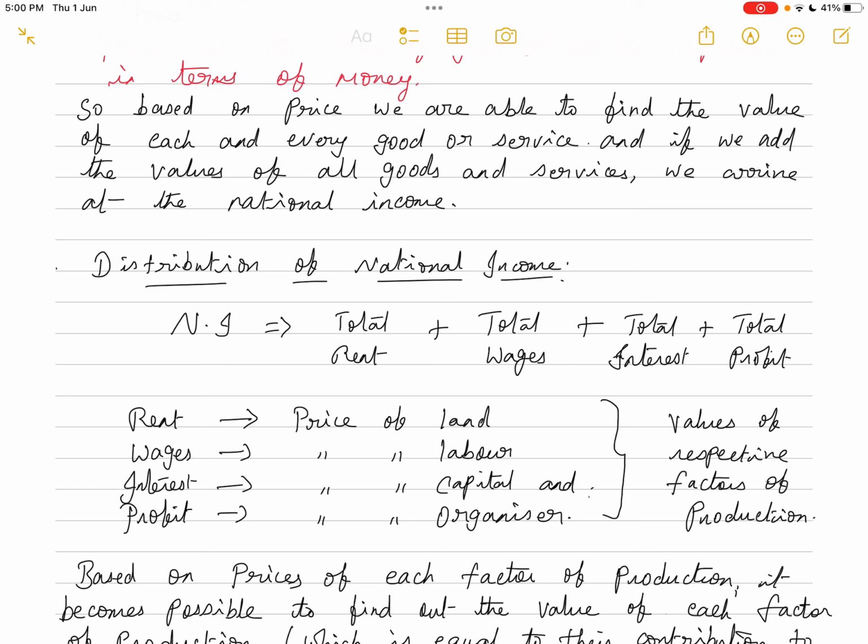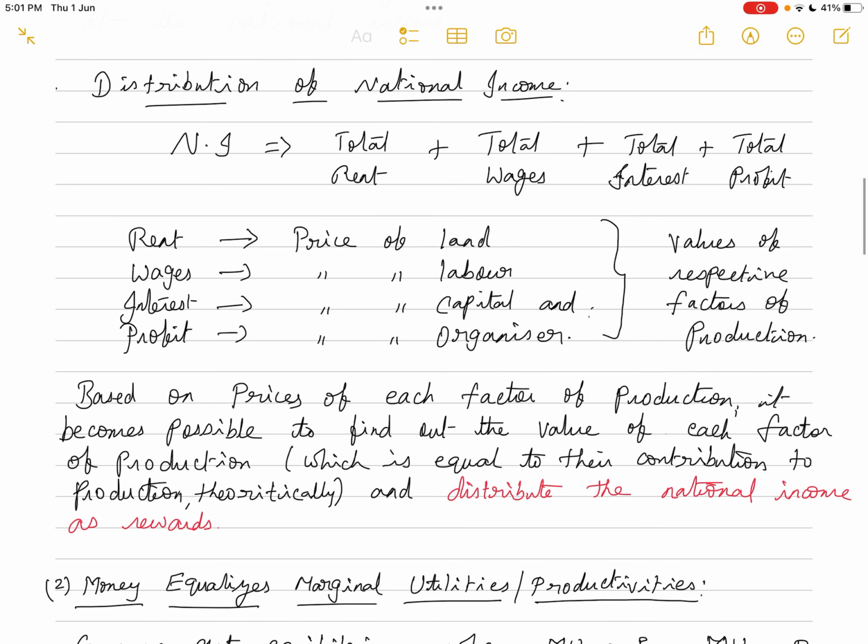So when you say this much is the rent, the producer is going to pay it to the landlord, and this much amount of wages the producer is going to pay to the laborers. So how is the producer arriving at so and so wages or so and so rent? They are all nothing but the values of the respective factors of production. Just like we determine the value of the commodity, in the same way the value of each and every factor of production is also measured. That is, the prices of all the factors of production are also expressed in terms of money.